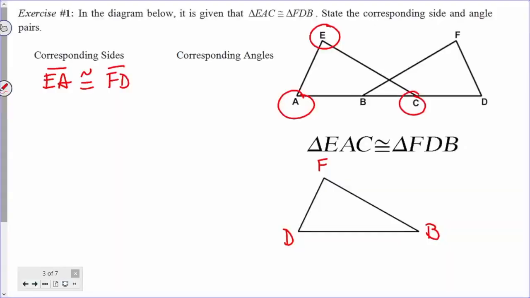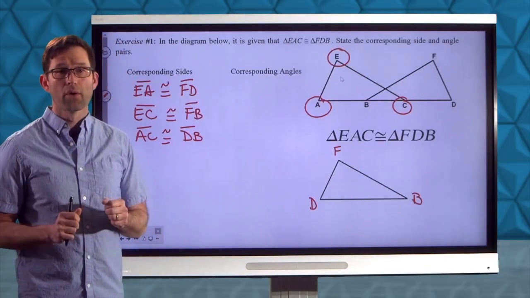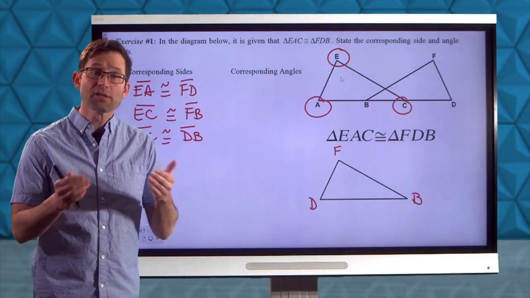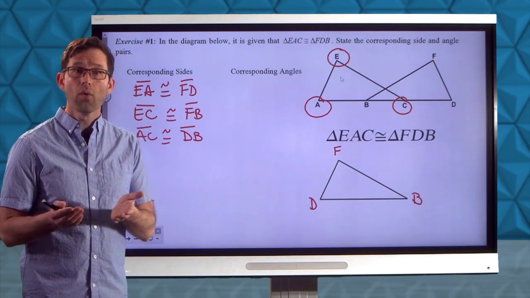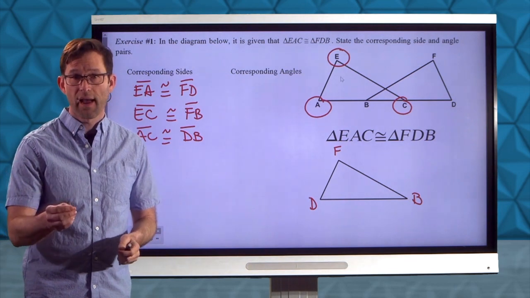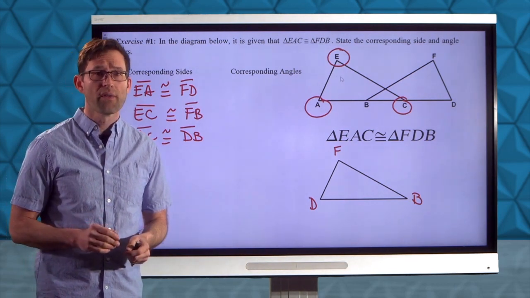Likewise, I could say that EC is congruent to FB, and I could also say that AC is congruent to DB. Those are my three pairs of corresponding sides, and they must be congruent to one another because the triangles are. As well, we've got pairs of corresponding angles. Maybe a little bit less important than the corresponding sides, but important nonetheless.